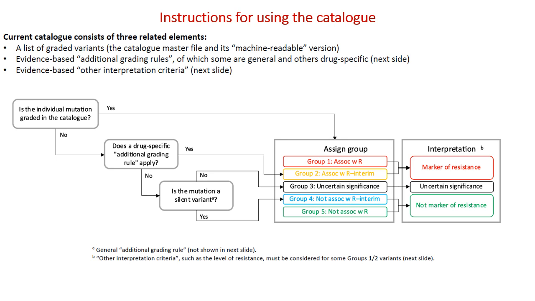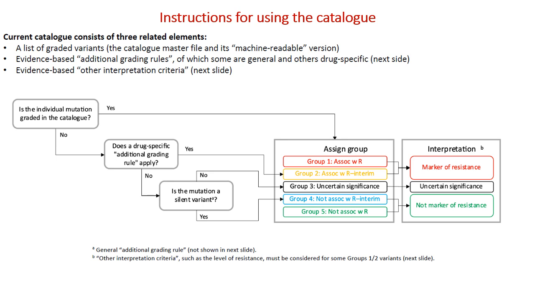This is the simplified algorithm to interpret the mutations from the catalog. The first question is whether an individual mutation is graded in the catalog. If the answer is yes, this mutation is assigned one of the 5 groups, as in the previous version of the catalog, and then interpreted simply as a marker of resistance, a mutation with uncertain significance, or not a marker of resistance.